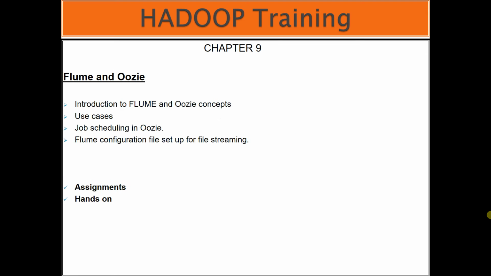These are performance improvement techniques. Then chapter 9 will deal with Flume and Oozie, where we'll talk about the introduction to Flume and Oozie concepts, what the use cases are, and why they are being used. We'll schedule a job in Oozie, create a job in Oozie, set up a configuration file in Flume, and see how the streaming takes place in Flume.